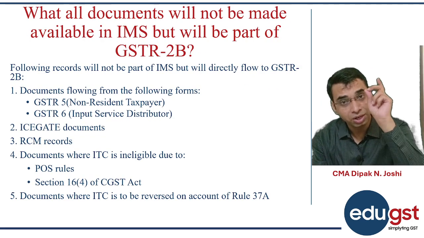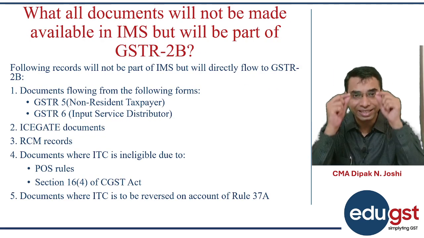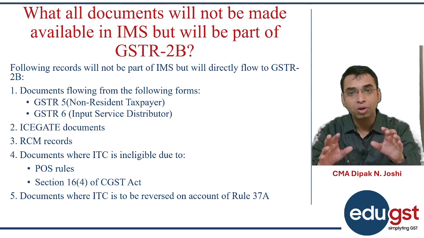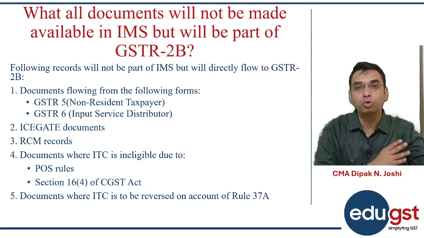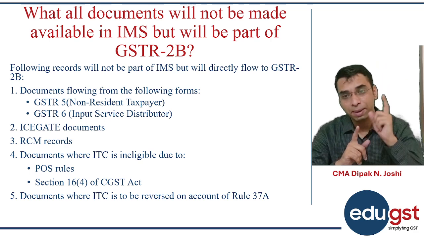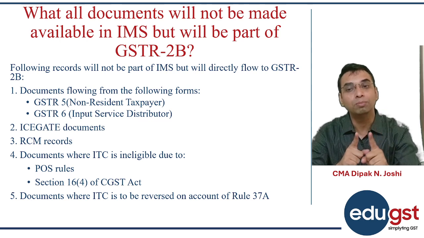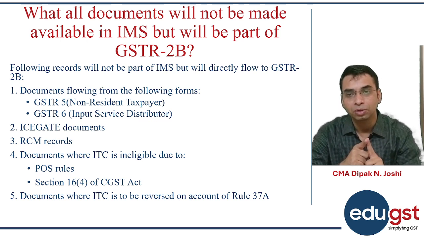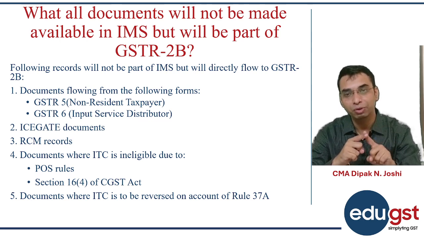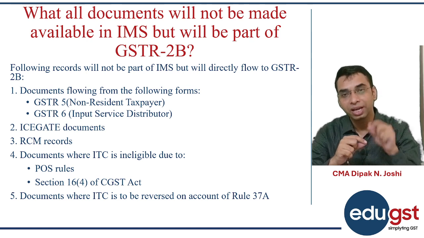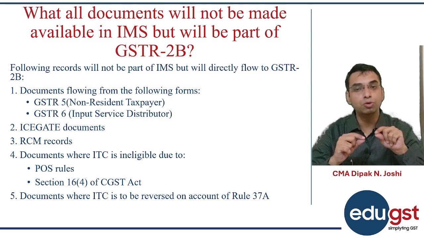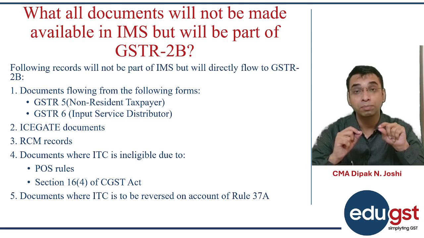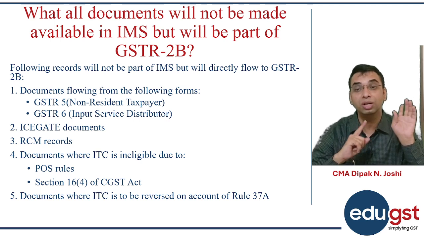However, there are certain categories of documents which will not flow into the IMS portal; they will directly flow to your GSTR2B. Which documents are these? The first is documents flowing from the following forms. GSTR5: the person filing GSTR5, that is a non-resident taxpayer, their invoices will not flow to the invoice management system. GSTR6, input service distributor: these invoices will also not flow to the invoice management system. They will directly go to your GSTR2B.